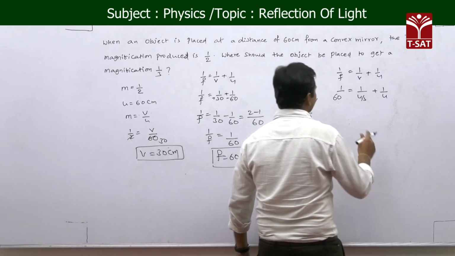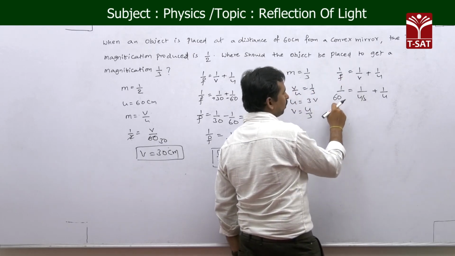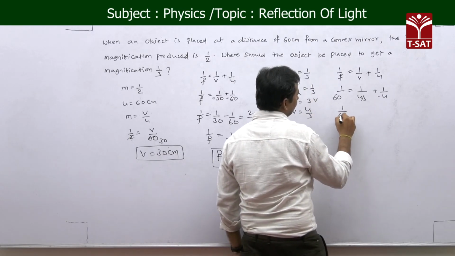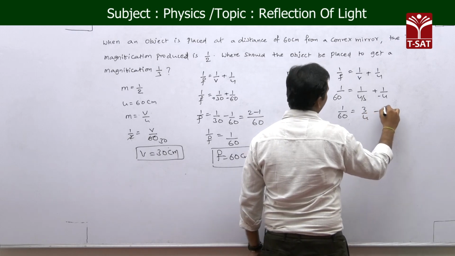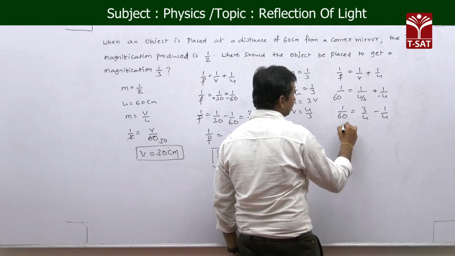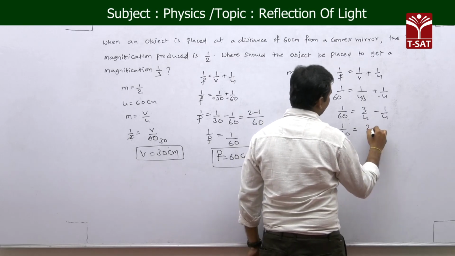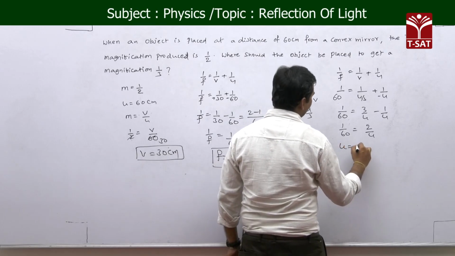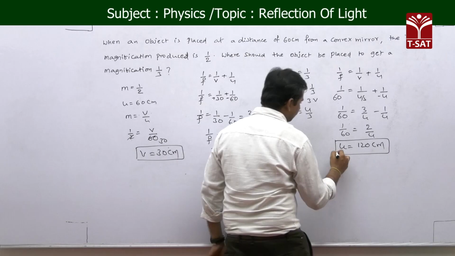Then if you apply the sign convention here, f is the focal length which is positive here, but object distance is minus here. Then 1 by 60 is equal to, bringing this 3 to the numerator, 3 by u minus 1 by u, which becomes 2 by u. If you cross multiply that, then u is equal to 120 centimeters.